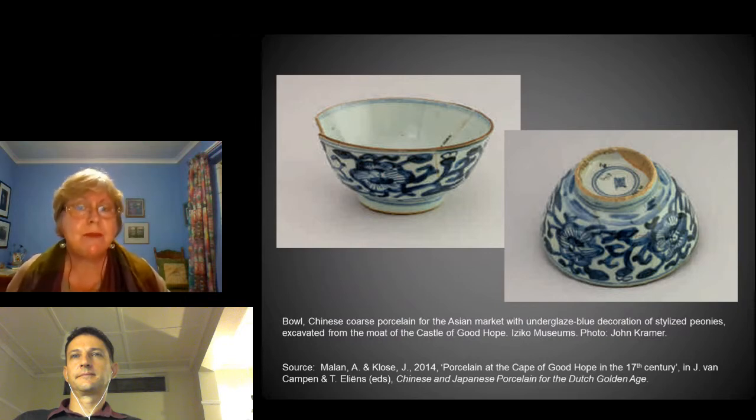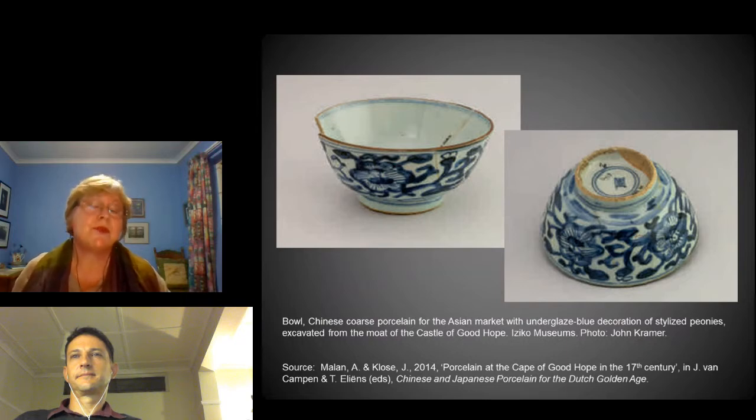It's quite a heavily potted ware, painted with simple flowing designs, usually in underglazed blue. Sometimes the inside of these bowls have an unglazed ring because in the production process they would have been stacked on top of each other. So without the glaze, this unglazed ring was just part of the process, and they could fit more into the kilns.